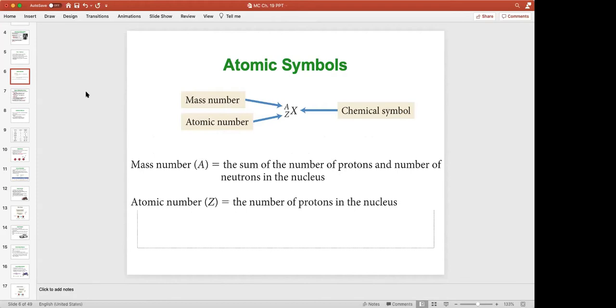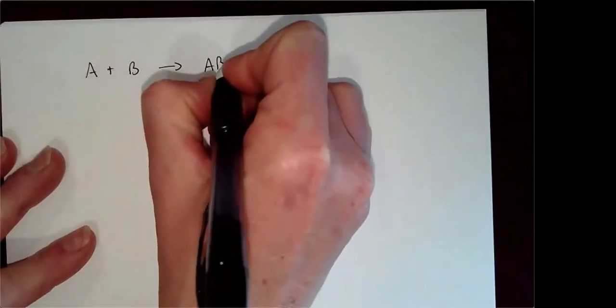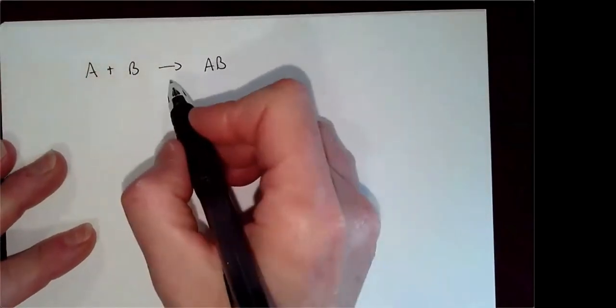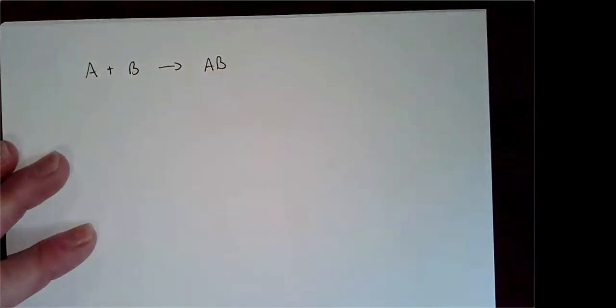Let's talk about writing nuclear reactions. Up to this point, we've looked at chemical reactions. When I think about a chemical reaction, we write it this way: A plus B goes to AB. And what has happened here, this arrow indicates a chemical change has happened.